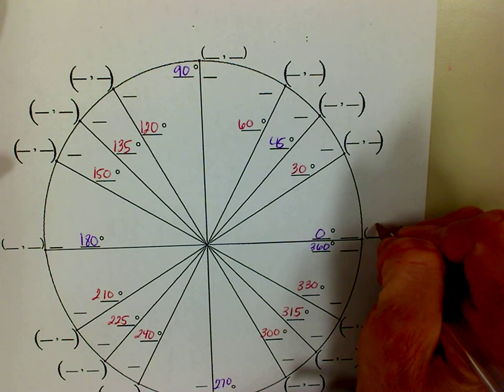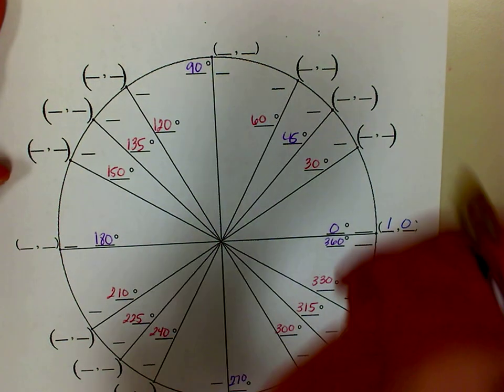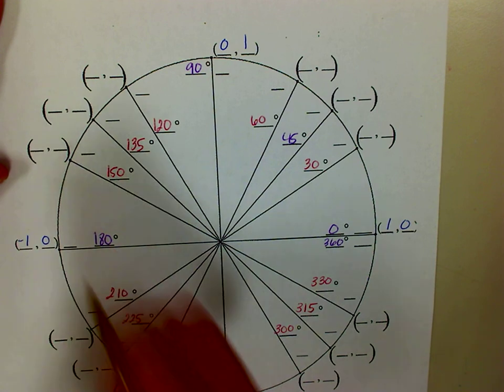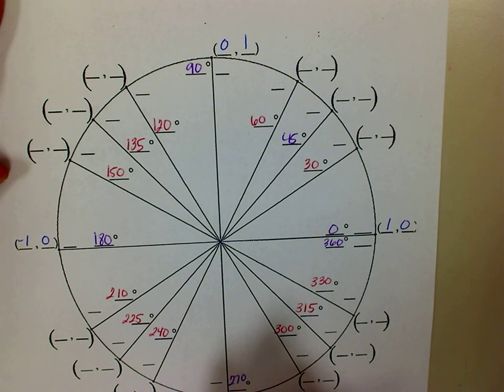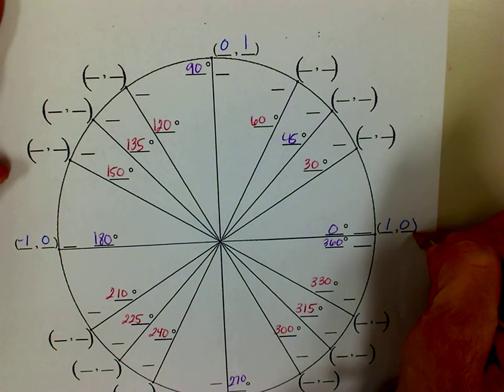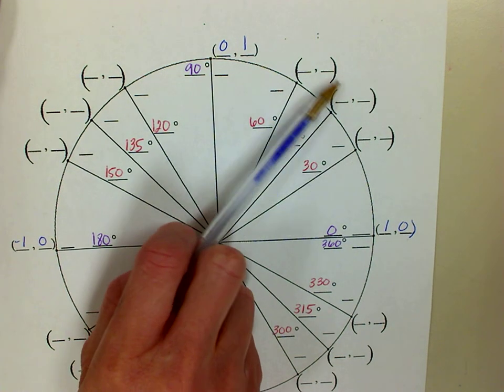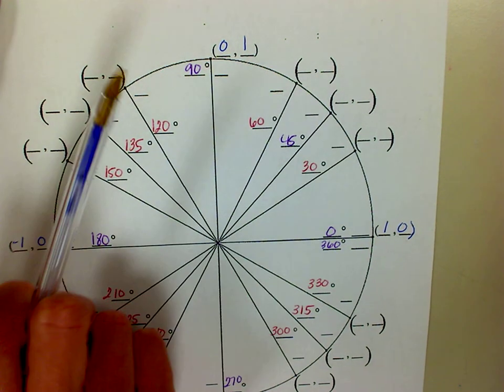So this is 1, 0. This is 0, 1. -1, 0. And 0, -1. Okay, now we're going to find the rest. However, once I find these three, I can very easily get the rest.